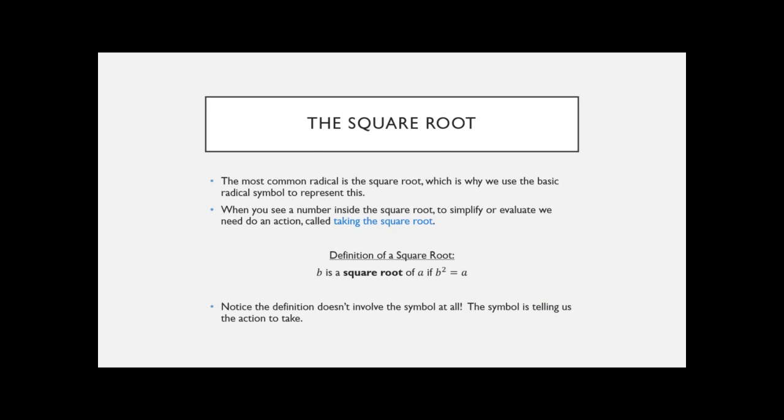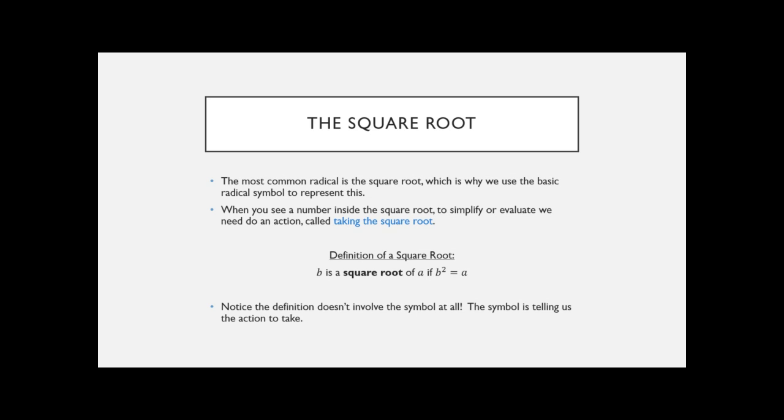So we're going to focus on the square root, not the higher roots, though you are reading about those this week. We're focusing on the square root because that's the one that you see the most, which is why we usually just call it the square root symbol. If you see numbers inside the square root and then you're told to simplify or evaluate, what you're doing is you have to take the square root. This is a specific action that you're doing.